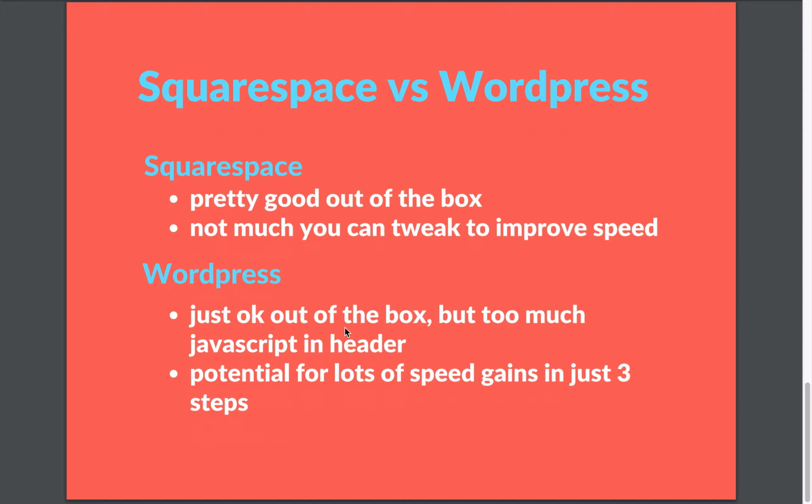Now with WordPress, it's just okay out of the box, especially if you install a few plugins. That's because WordPress tends to have quite a lot of JavaScript in the header. I'll explain why that's important later. Also, it generally doesn't come with a content delivery network like Squarespace does. A content delivery network would have cached versions of your web pages all over the world, so they're always close to a user. But that's something we can set up for free, and I'll show you exactly how to do that.